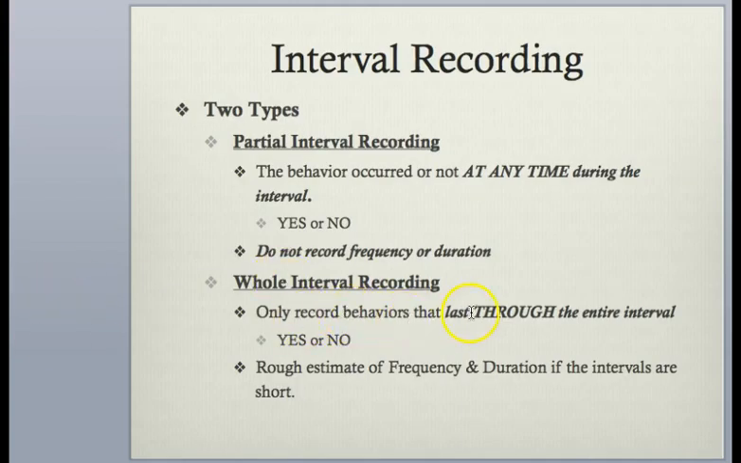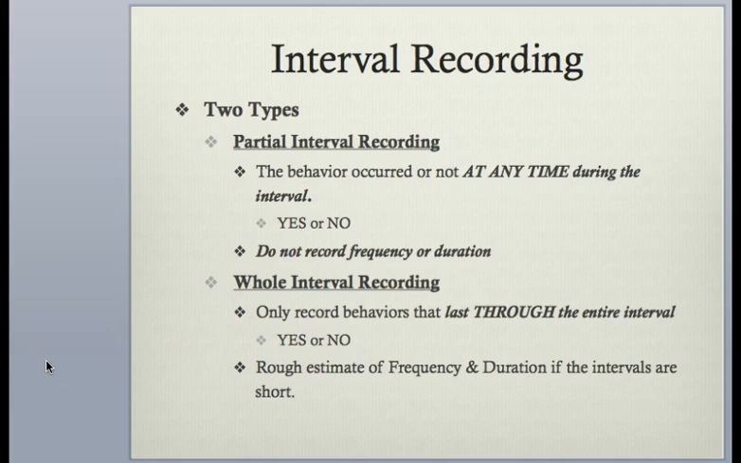So you only record behaviors that happen through the whole interval. So let me give you a good example. Maybe the behaviors across the top of that data collection sheet include things like listening to the teacher, on task, distracted, out of seat behavior. And so you have behaviors that could last for 30 seconds or a minute long. And those are the ones that you record. Again, you're only going to record them as a yes or no.